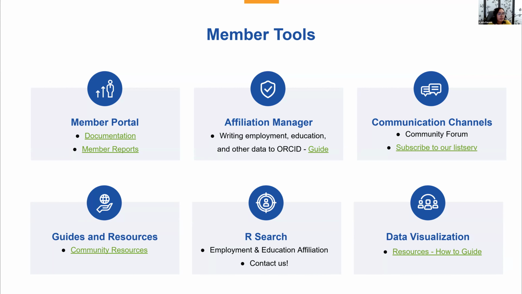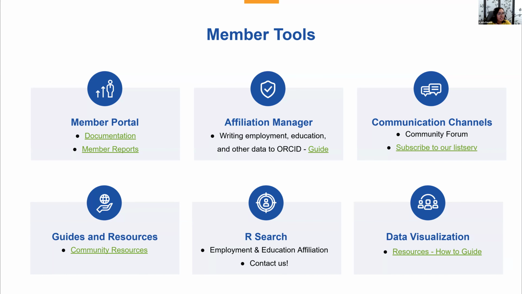There's also the affiliation manager. This is a tool that allows an organization to write affiliation data to a researcher's ORCID record. This type of data includes employment, education, qualifications, invited positions, distinctions, memberships, and service. Only consortium members have access to the affiliation manager tool. So as a member of the ORCID US community, you would have access to this tool. And we'll go into more detail on the affiliation manager later in the presentation.